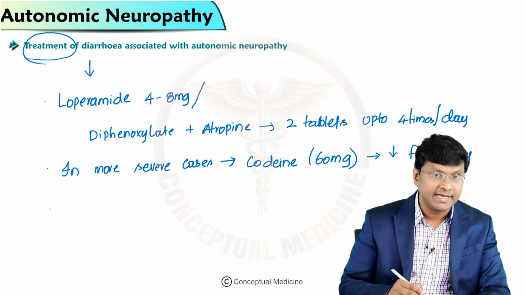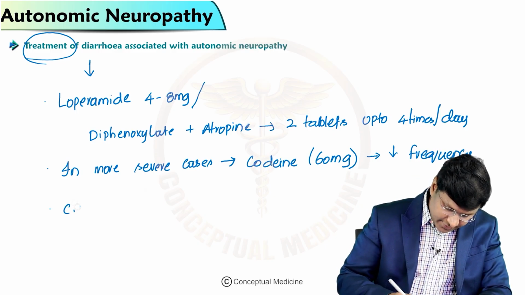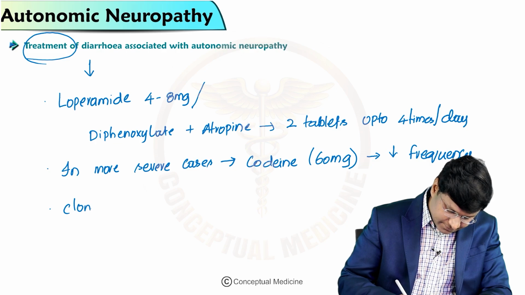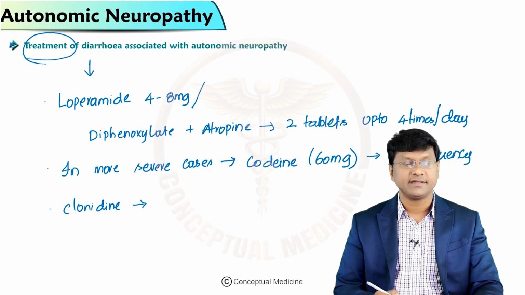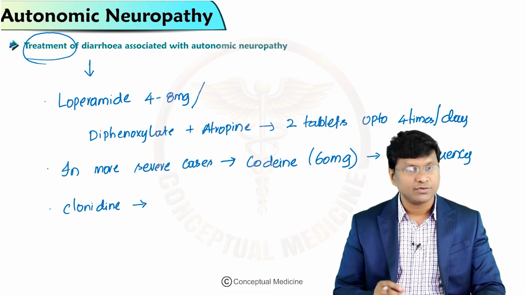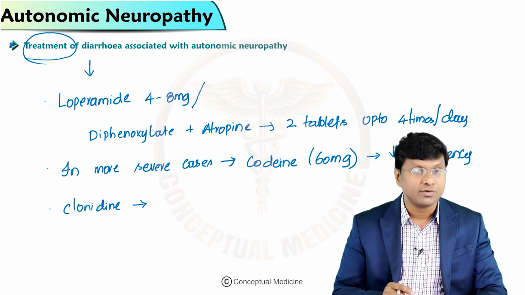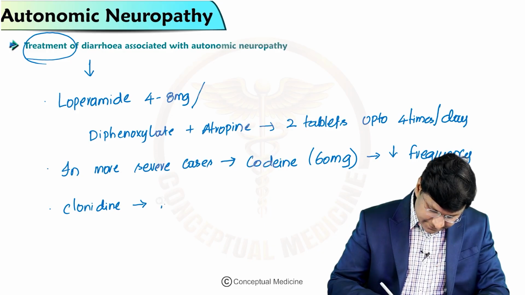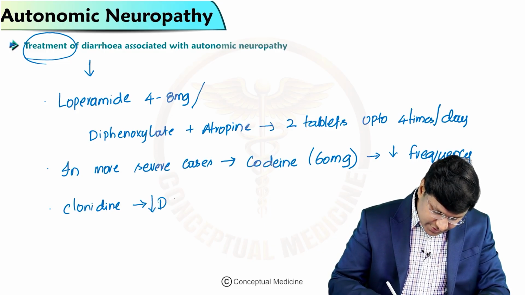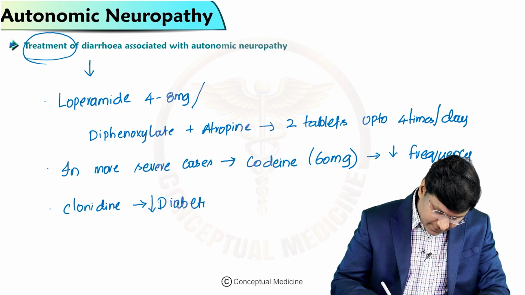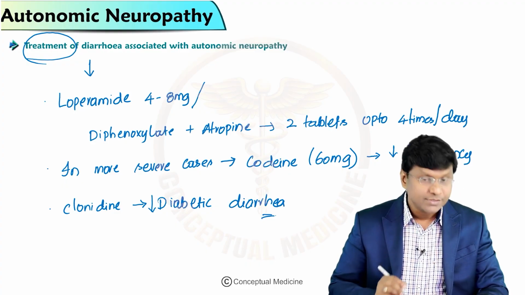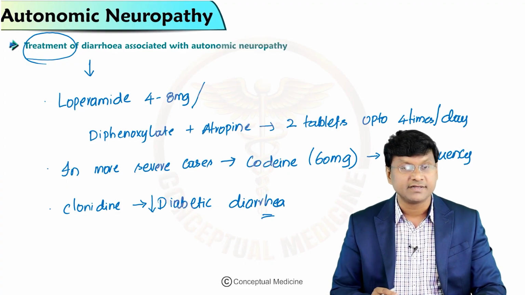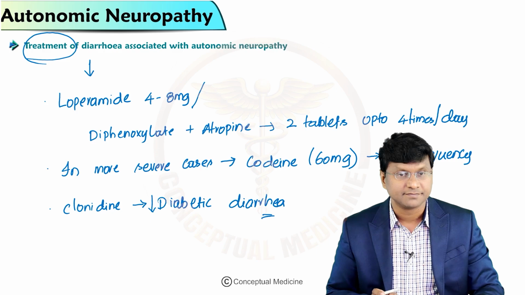Then followed by that we have clonidine. Clonidine is a centrally acting alpha-2 sympatholytic drug. And this particular clonidine has been reported to lessen the diabetic diarrhea. So that is about your clonidine, which is a centrally acting alpha-2 sympatholytic drug.